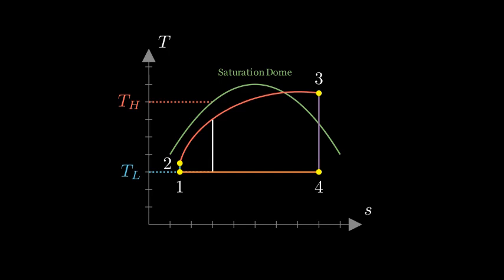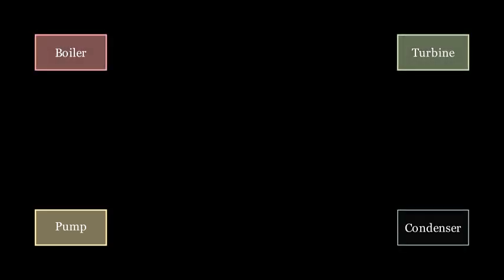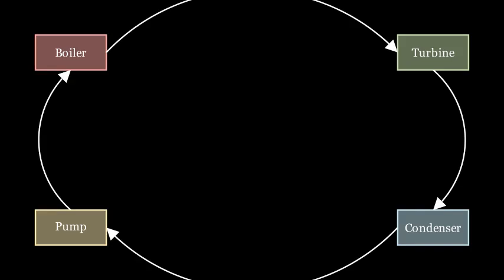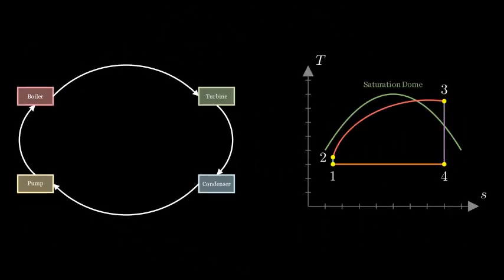The Rankine cycle uses a pump, a boiler, a turbine, and a condenser. Each component handles specific parts of the cycle. Let's look at the main components of a basic steam power plant and how they connect. We have the pump, boiler, turbine, and condenser arranged in a closed loop. Water continuously circulates through these components. Let's map these components onto our TS diagram.